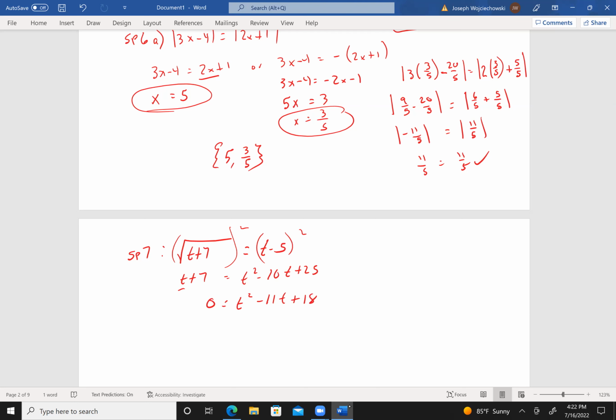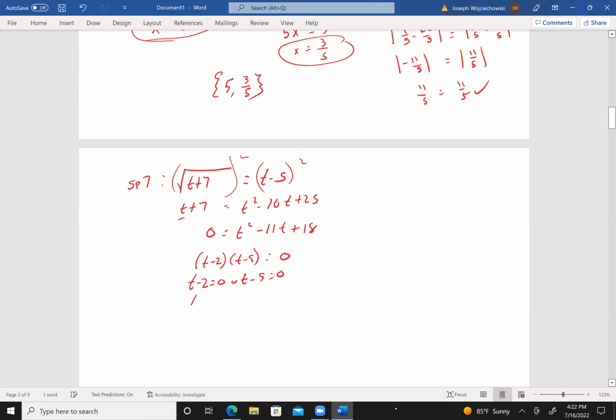Now factoring, looks like 2 and 9, and they're both negative. So I have t minus 2 times t minus 9 equals 0. T minus 2 equals 0, or t minus 9 equals 0. T equals 2, or t equals 9. So going back to our original equation, we have square root of 2 plus 7 equals 2 minus 5. This is square root of 9, negative 3.